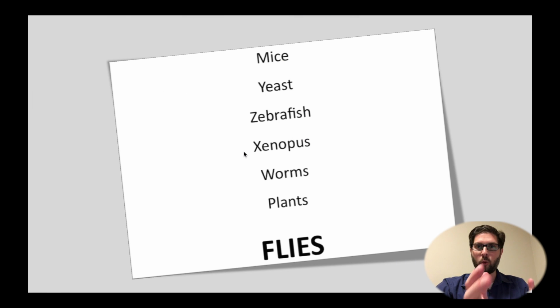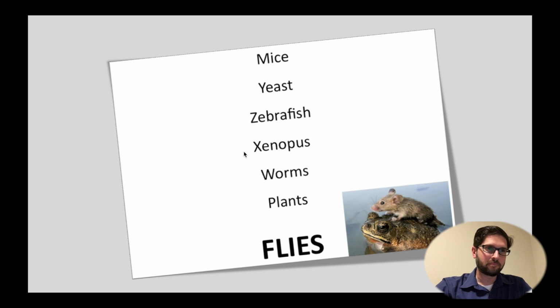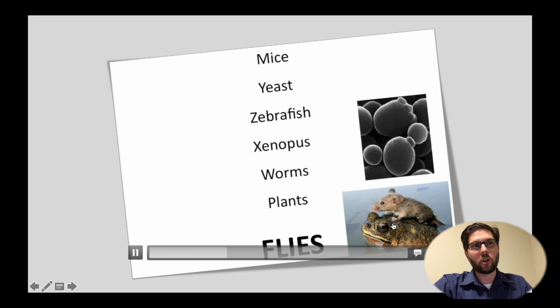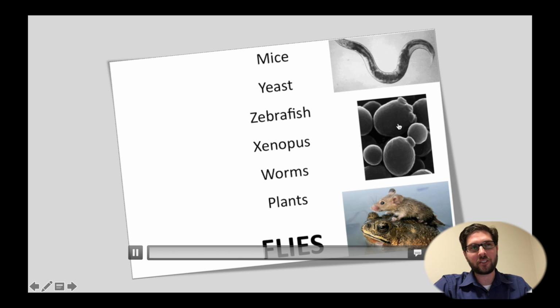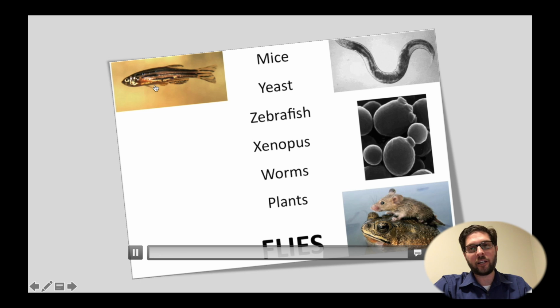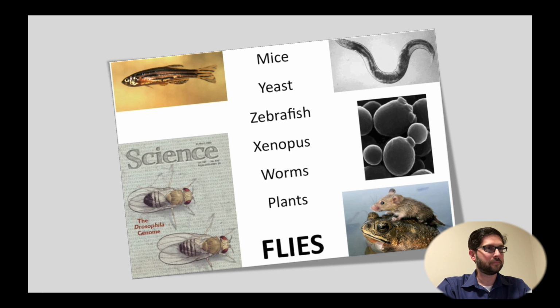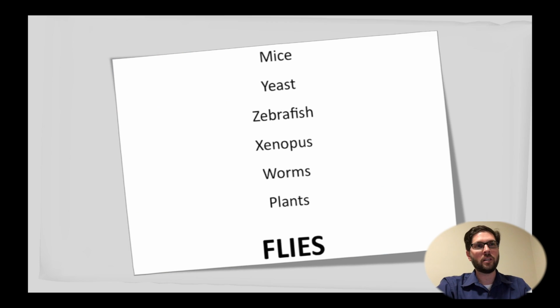So, what are some model organisms out there? There are a number of them. This is the mouse, Mus musculus, the toad, Xenopus laevis, yeast, Saccharomyces cerevisiae, common roundworm, C. elegans, zebrafish, Danio rerio, and the common fruit fly, Drosophila melanogaster. And there are many, many more.